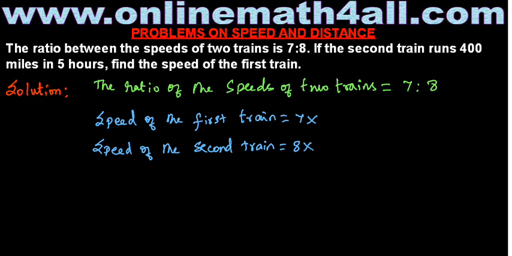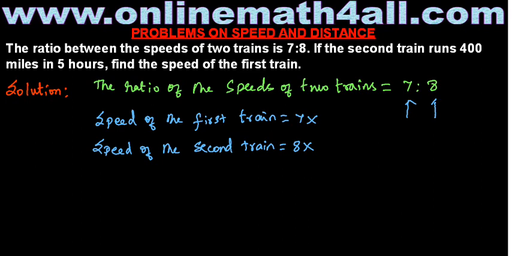So from the ratio, if we need the original value, we have to multiply the first term and second term of the ratio by the same number, any number. Here I have considered the number x. I have multiplied the first term 7 and second term 8, both by the same number x, to get the speed of the first train and the speed of the second train. So here the students may have a question. For what reason do we multiply by x the first term and second term of the given ratio?